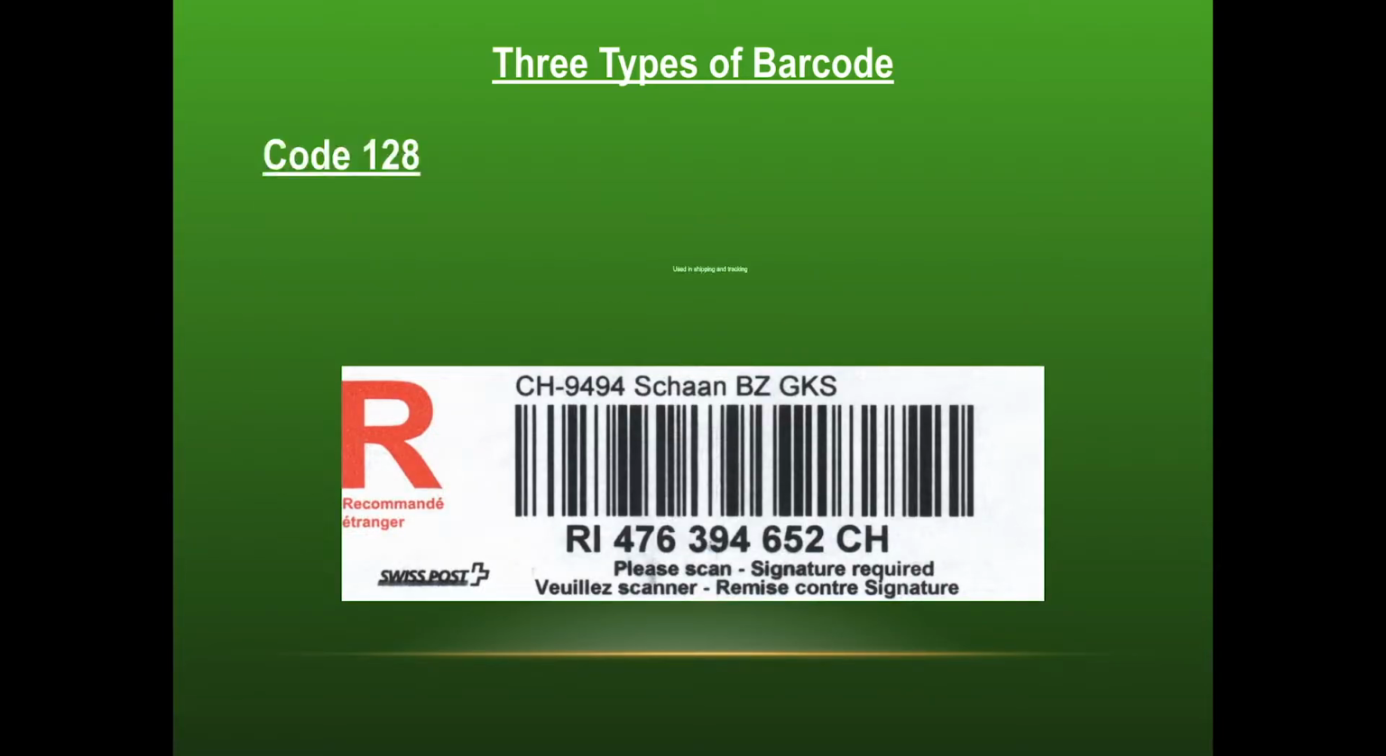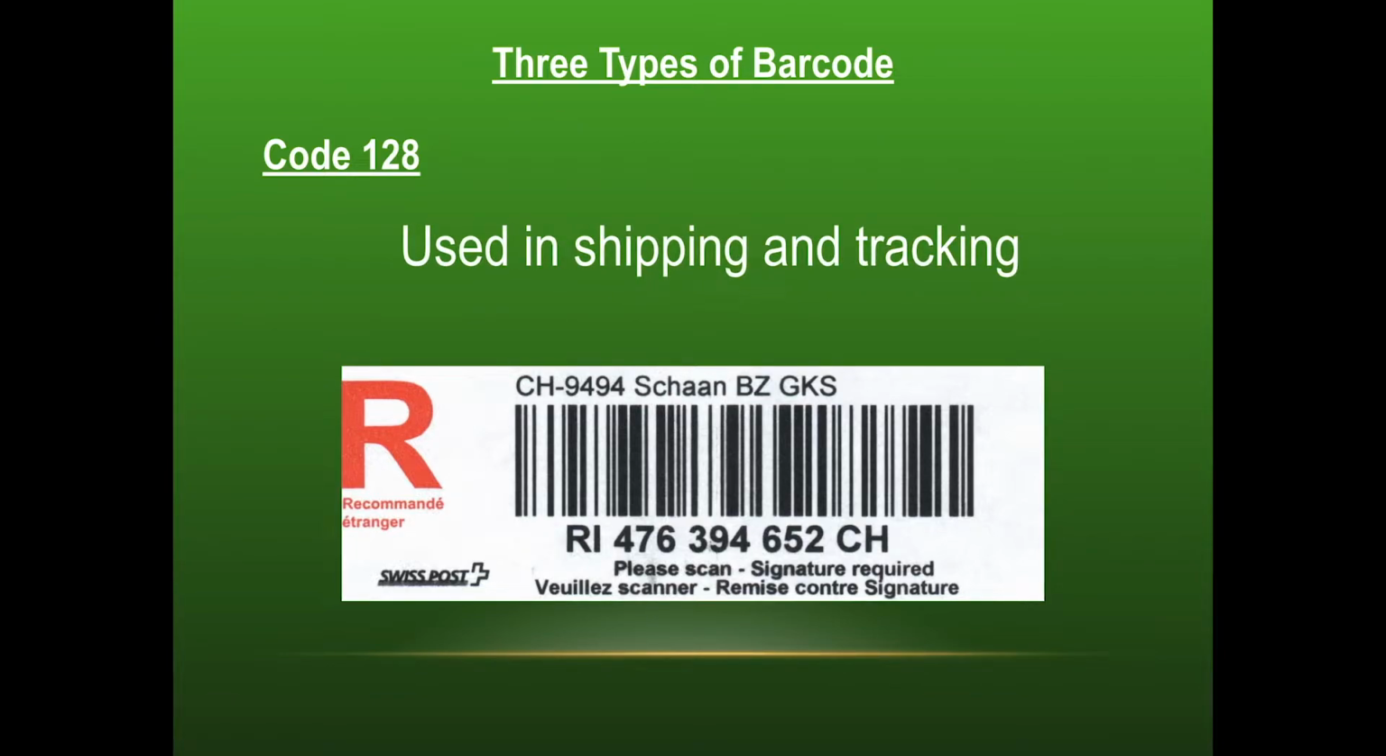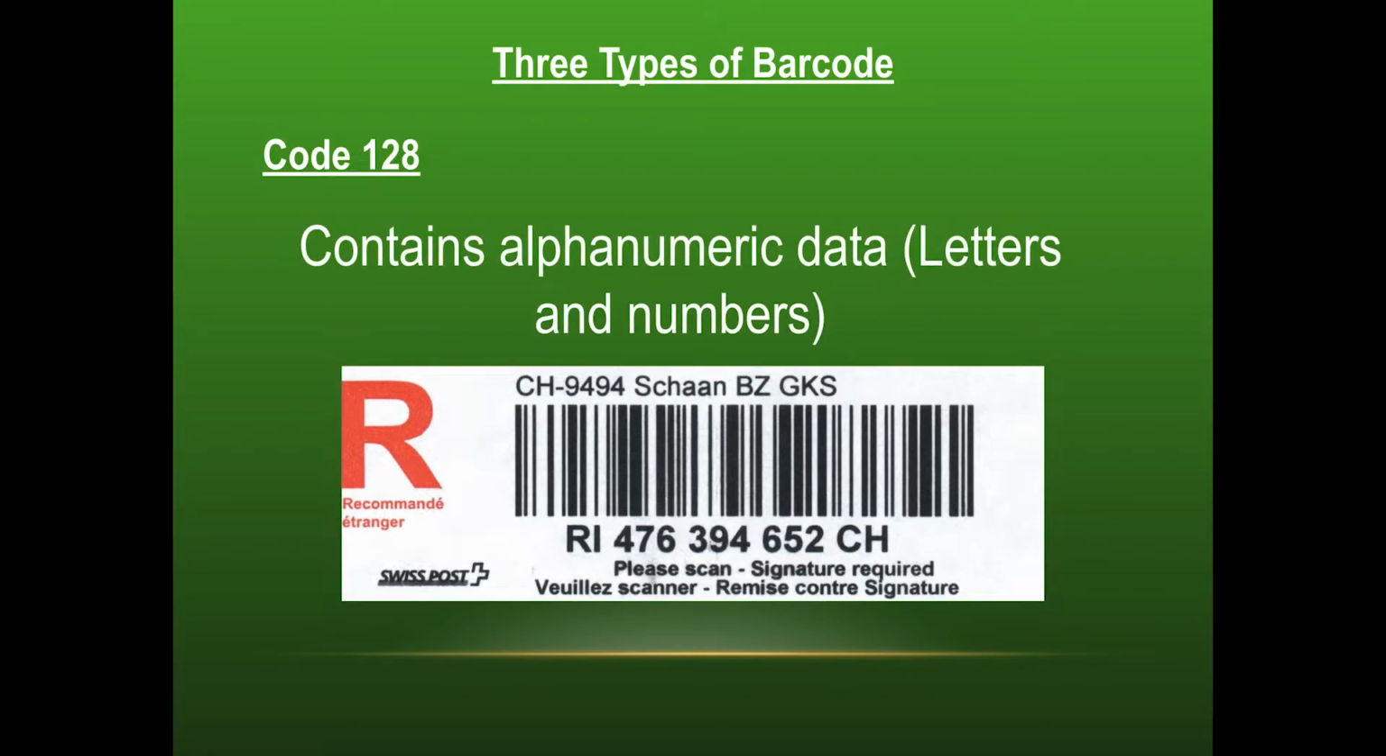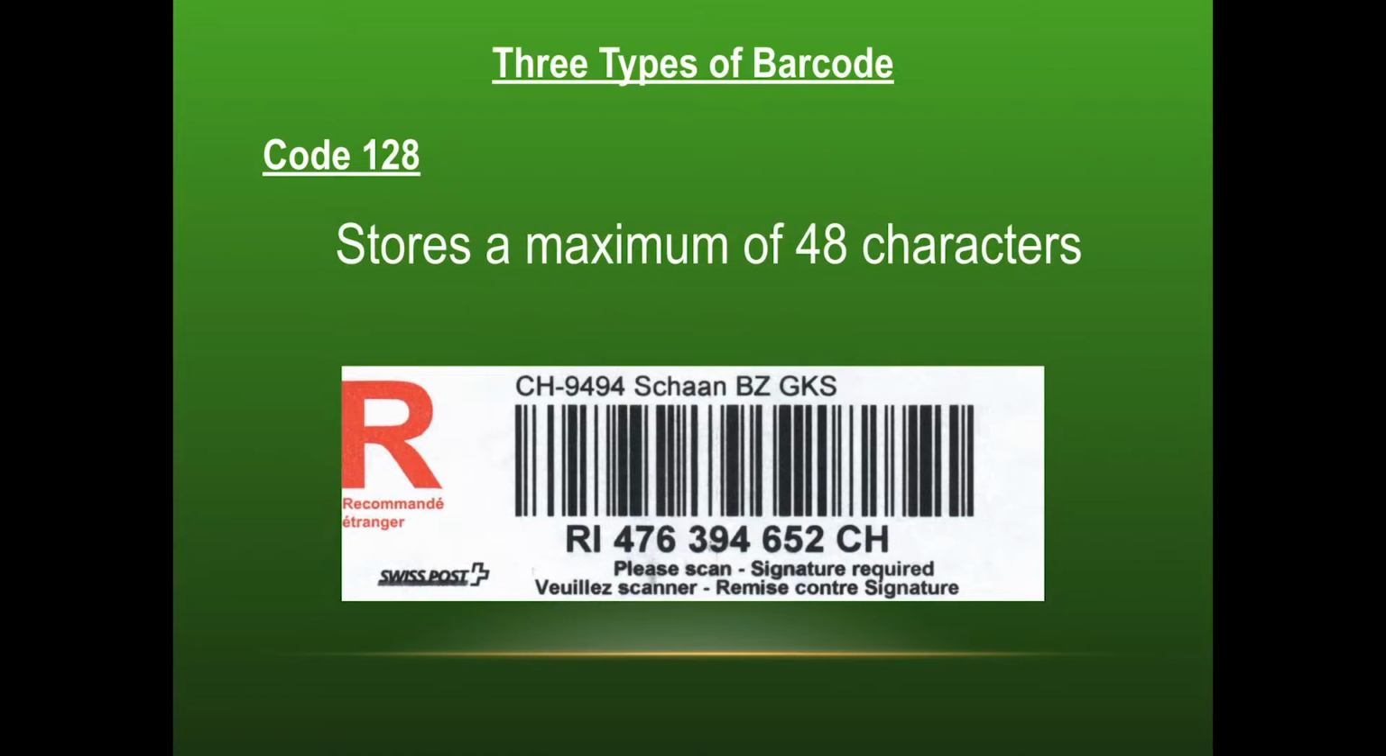The next one is your code 128. And as I mentioned, it's used in shipping and tracking. It's called 128 because it can represent all 128 ASCII characters. It doesn't mean it stores all 128, but it has the ability to use them. So it means that it's not only numeric, it's not just numbers, it can store alphanumeric data. If you're not familiar with the term alphanumeric, well, the alpha is like alphabets, meaning letters, and then numeric is number data. So an alphanumeric data type can store both letters and numbers. Now, this is a bit bigger than your normal UPC barcode, and it can store up to 48 characters, although they won't always be that exact size. It can vary depending on the company and what it's used for.